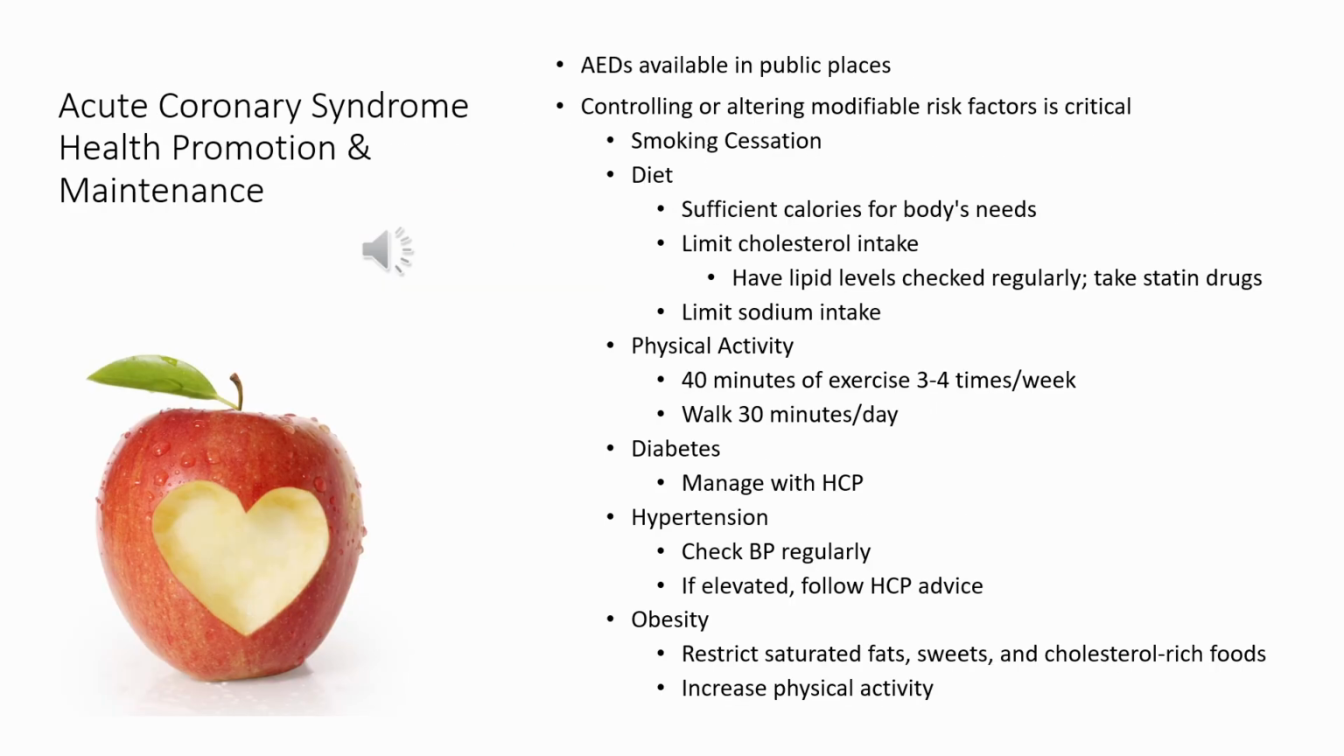All right, so moving to our health promotion and maintenance for acute coronary syndrome. Preventing ACS and reducing the risk of cardiovascular events requires a proactive approach to lifestyle modification. Many risk factors for coronary artery disease and myocardial infarction, again, are modifiable, like we talked about on the last slide. So early intervention can significantly lower the risk of disease progression.